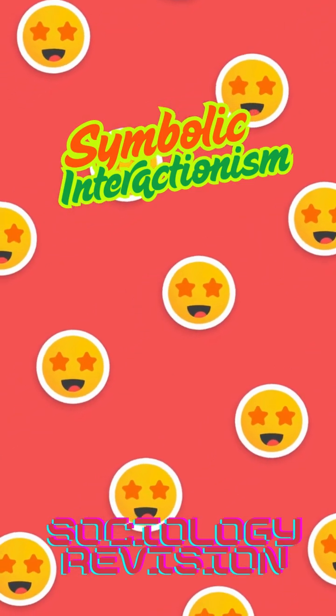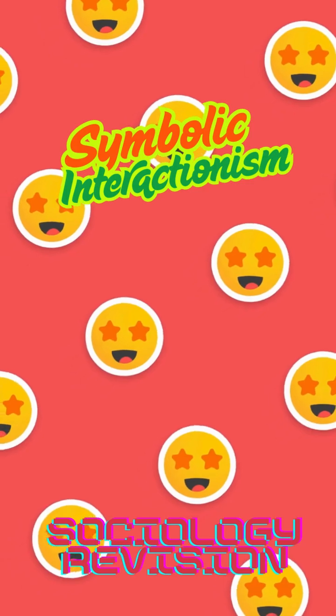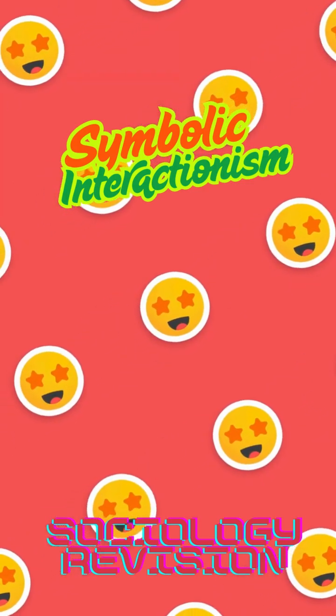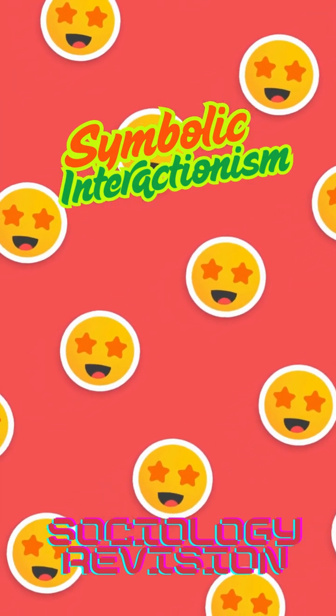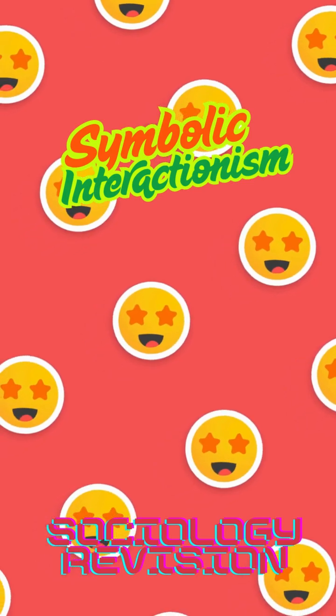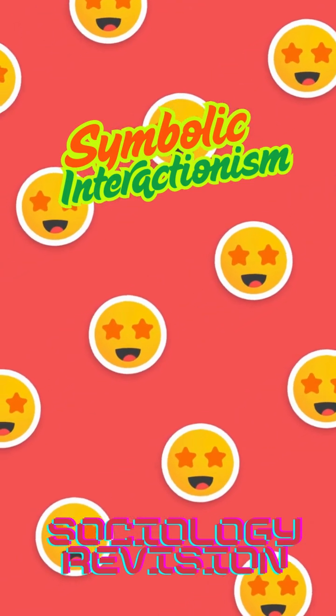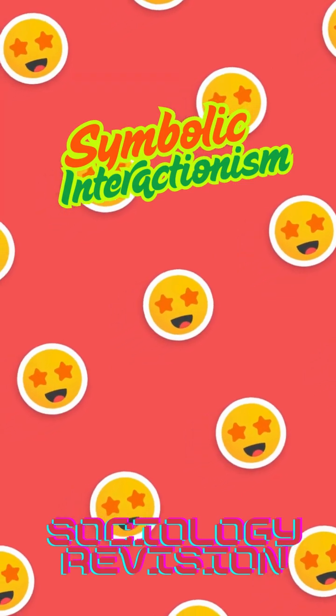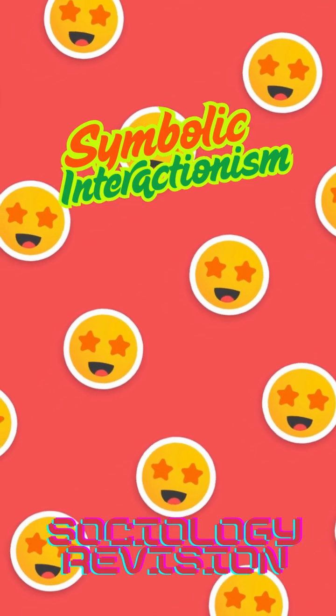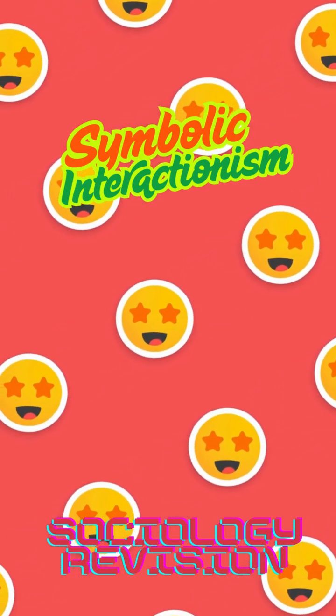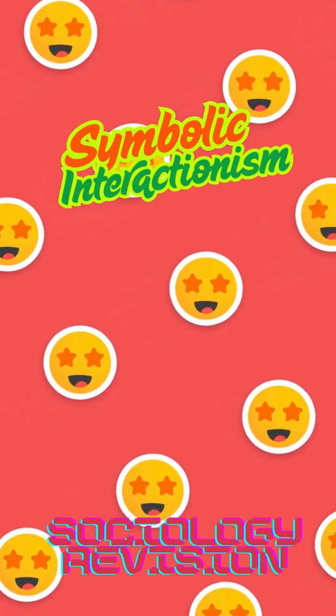Communication, both verbal and nonverbal, is key. When we interact, we're constantly exchanging symbols and interpreting each other's actions based on those shared meanings. This constant back and forth of meaning-making is how we navigate social life. It's like we're all actors on a stage, improvising our roles as the scene unfolds.